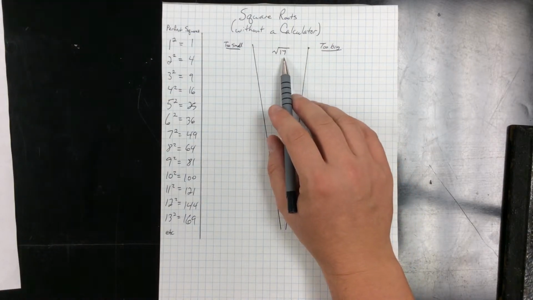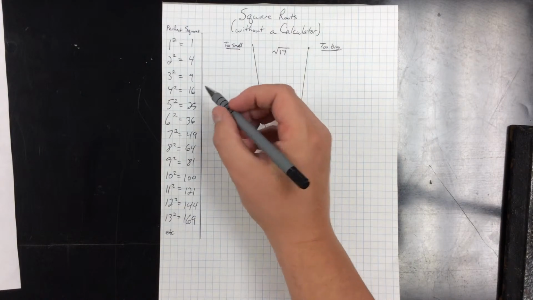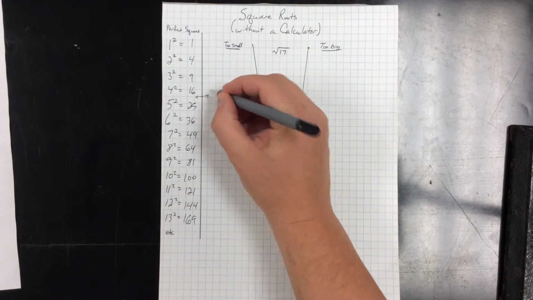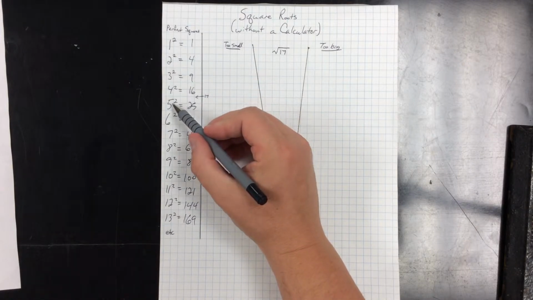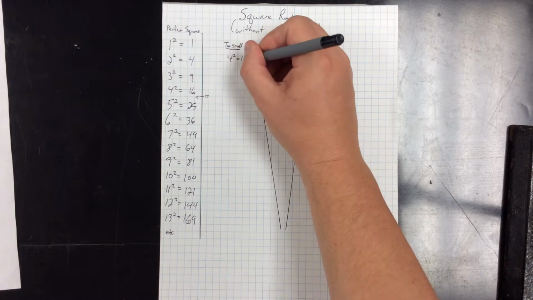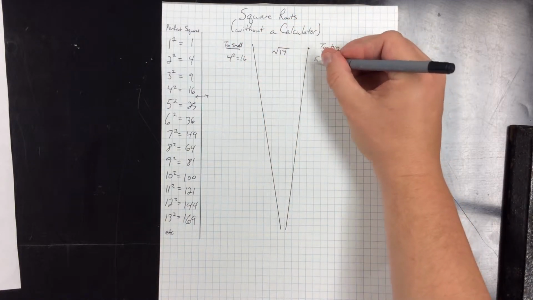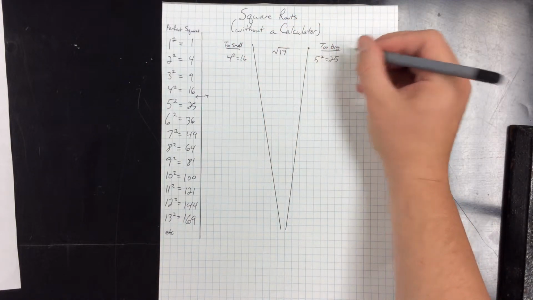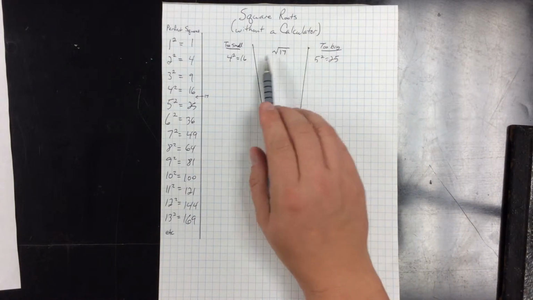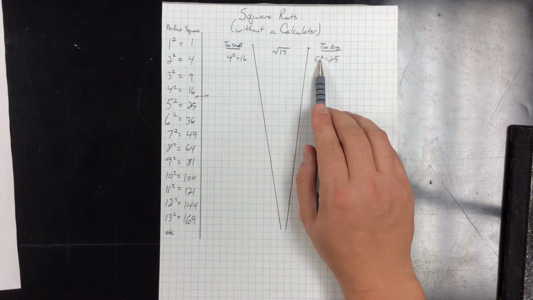So for the square root of 17, let's go down our list. And 17 falls right in here. There's our 17. It's between 4 squared and 5 squared. So 4 to the power of 2, or 16, is too small. And 5 to the power of 2, or 25, is too big. So our square root, we already have a pretty good estimate. The square root of 17 is between 4 and 5.